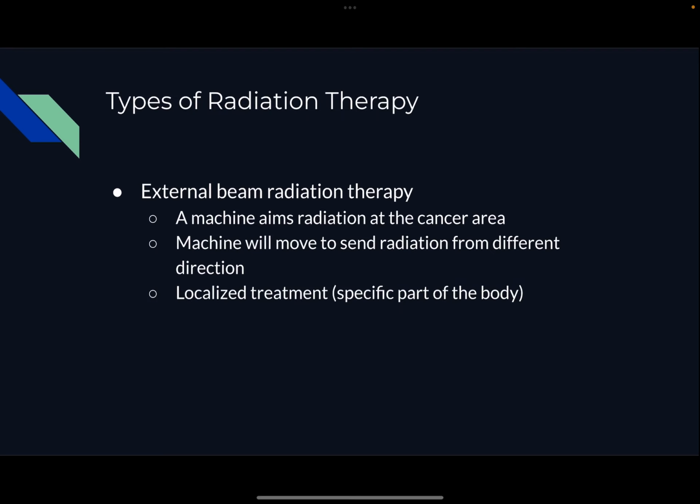So there are two different types of radiation therapy. There's external beam radiation therapy, and there's also internal radiation therapy. First, I'm going to go into the external radiation therapy. This is the machine that aims the radiation beams at the cancer area. It will also move to send radiation from different directions. This allows for the tumor to be exposed all the way around by radiation. It is considered a localized treatment because it's only hitting a specific part of the body. So wherever the tumor is located, that's where the radiation beams are aimed.